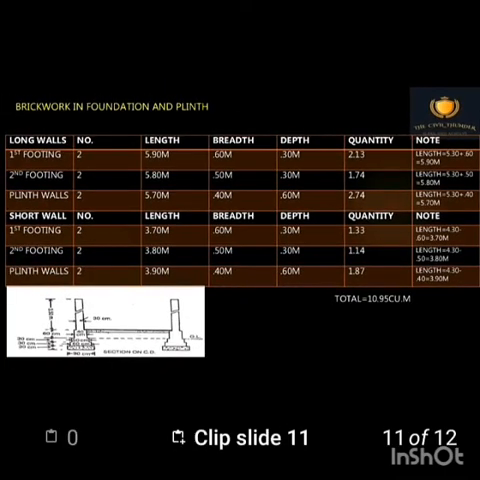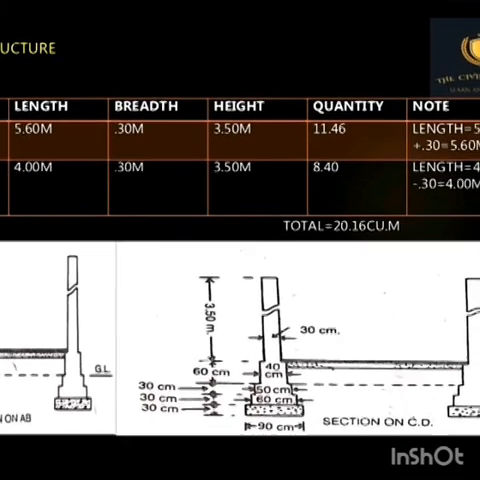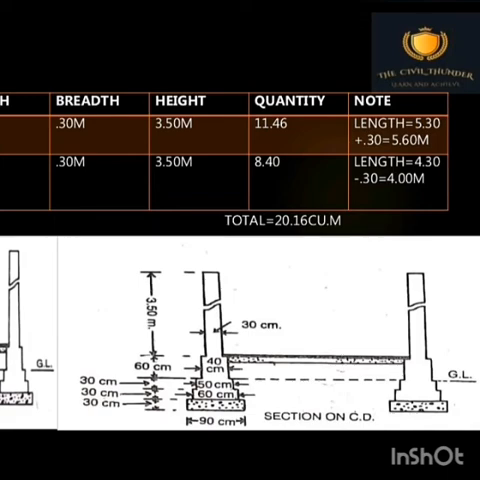Now we have to calculate the brickwork in superstructure. For calculating the brickwork in superstructure also, we have to calculate the length of the long wall and short wall with the same formula. As we have known, the outer to outer length of the long wall for wall construction is equal to the center to center length plus the width of the wall. The width of the wall is given as 30 centimeters or 0.3 meters. You can see in the cross section it has 30 centimeters. Therefore, 5.3 plus 0.3 is equal to 5.6 meters, the outer to outer length of the long wall.